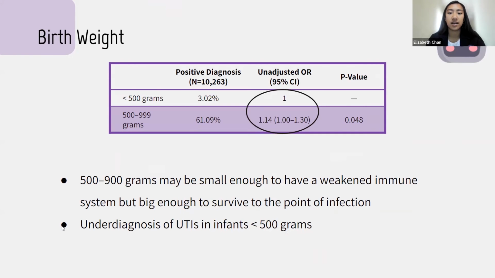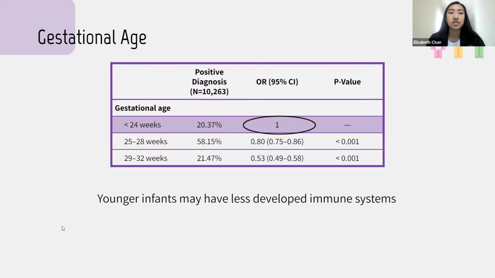Alternatively, the elevated mortality rates for the smallest and youngest infants may translate to an underdiagnosis of UTIs in this population. When we looked at gestational age, infants less than 24 weeks old were most at risk of UTIs as compared with those at other age groups. And this might be a result of a less defined immune system of younger neonates.